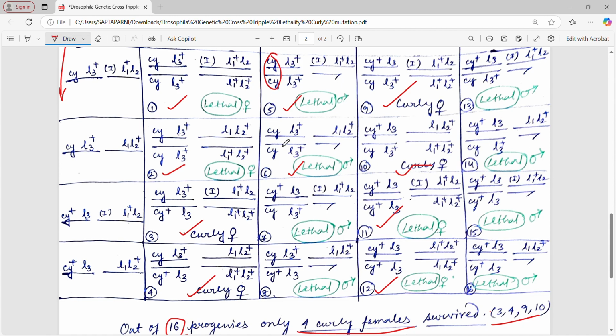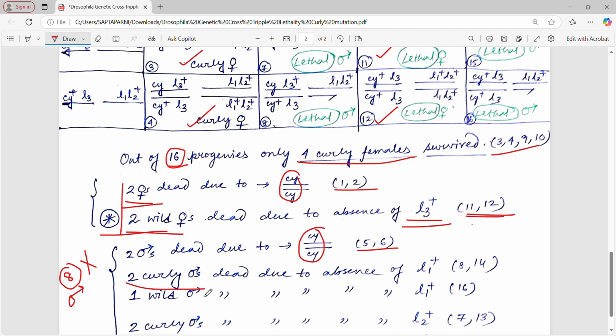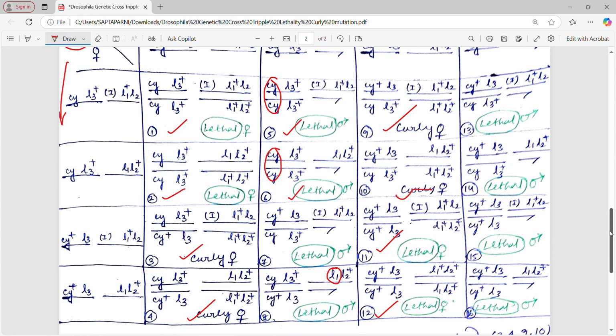CYCY, recessive lethal alleles. Next, see here, 2 curly males are dead due to absence of L1 plus, box number 8 and 14. See here box number 8, this male is dead due to absence of the L1 plus allele, and here box number 14, you can see this curly, if this survived, it could be a curly male. So this curly male is dead due to absence of the L1 plus allele.